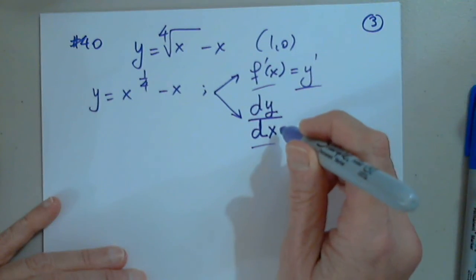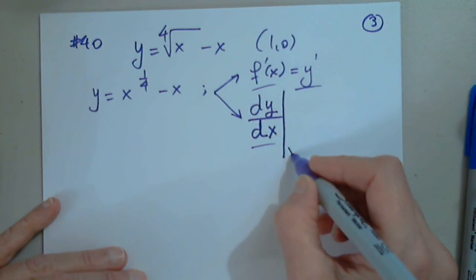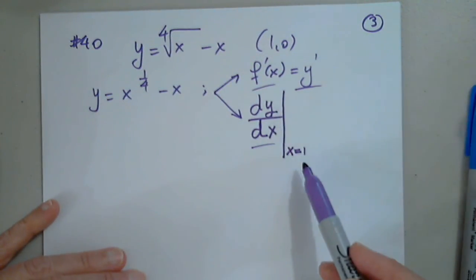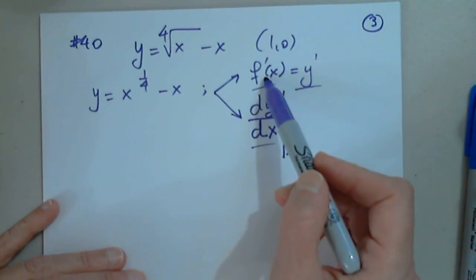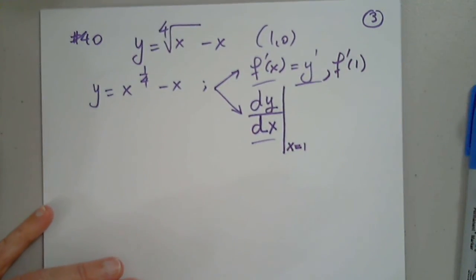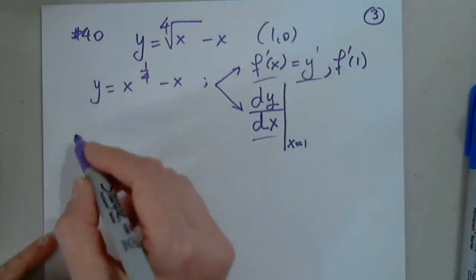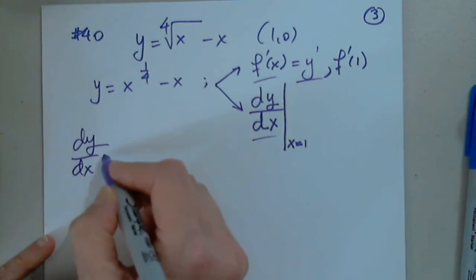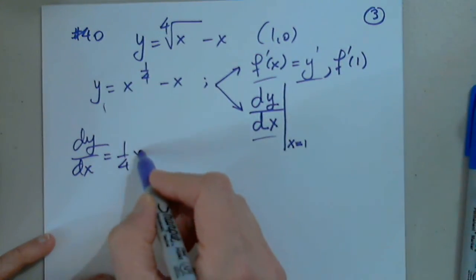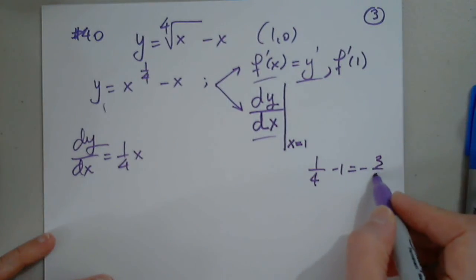So all these mean the same thing: f prime, y prime, dy over dx. When I want to evaluate it at x equals 1, however, I will have to write a vertical bar, and at the bottom x equals 1, which means I will find this function and then plug in 1. This is easier as a notation because I have f prime of 1. Good, so let's find that first. I'm going to use this notation just for us to get used to it. We're going to use it a lot in certain situations, you'll see. I bring down the power, and I subtract 1 from the power. A quarter minus 1 is negative 3/4.